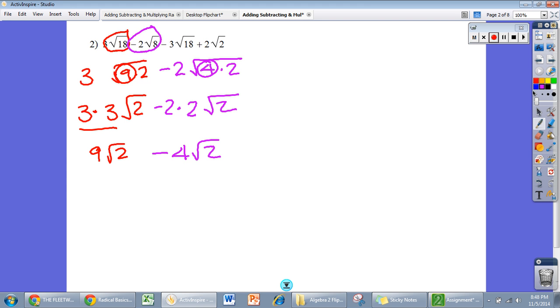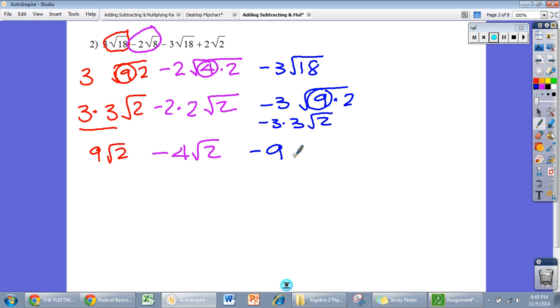Let's take a look at the third one. Negative 3 square root of 18. 18 breaks down to 9 times 2. Square root of 9 is 3. So we have a negative 3 times 3 square root of 2. Negative 3 times 3 is a negative 9 square root of 2. That was this term. And my last, 2 square root of 2, that cannot be broken down any further, so we're just going to bring this down, plus 2 square root of 2.